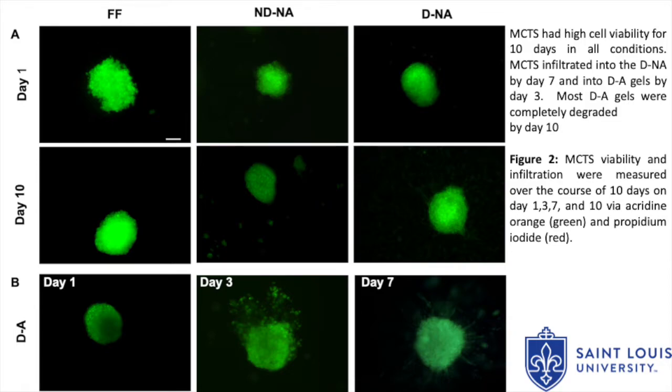All conditions showed high cell viability for 10 days. In the degradable gels, cells were able to infiltrate into the matrix by day 7 for DNA and day 3 for DA. Since cells were able to remodel the surrounding matrix, the spheroids in DNA and DA became more circular over time and increased in diameter.